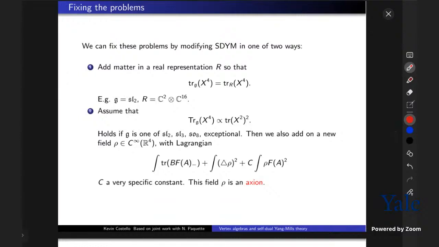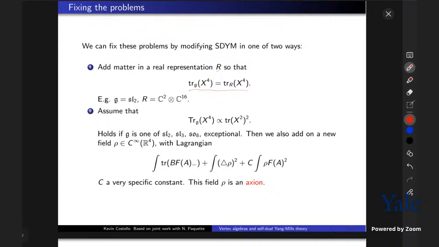Right, so for us, everything came from twistor space, and we think of this as a manifestation of some anomaly in twistor space, which I might say a little bit about at the end. But that perspective tells us two ways of canceling this. If we take matter, some real representation, so that this trace identity holds, for example, G is SL2 and I have 16 copies of the fundamental, then we can get the story to work for self-dual Yang-Mills at the quantum level.